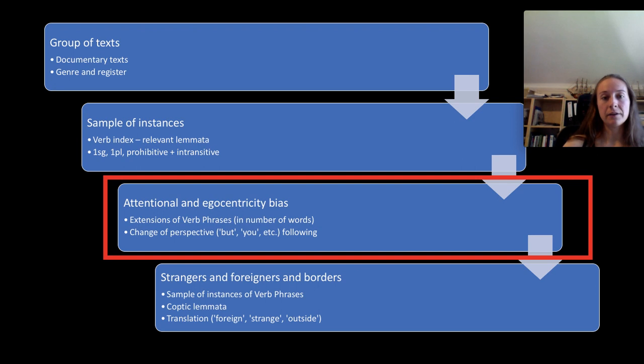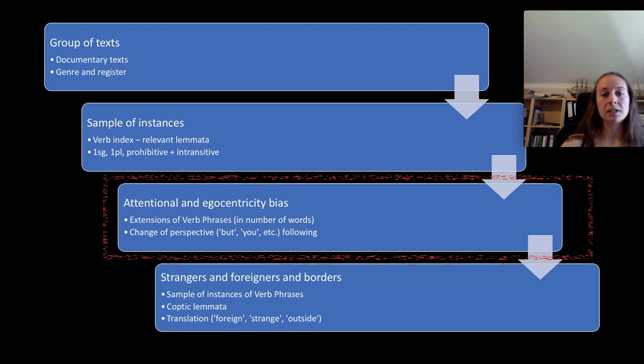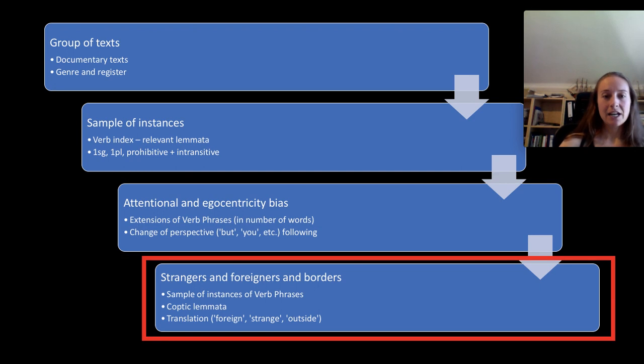For the egocentricity bias, I said, well, we are interested in the change of perspective. So I looked at the context of my relevant verb phrases, and checked whether there's any reference to the other, you, etc., after my verb phrase. And finally, I checked for strangers, foreigners, and borders in the data sample. I checked the instances of my relevant verb phrases. I checked Coptic lemmata meaning stranger, foreigner, border, and strange, foreign, and living by the border. And I checked the translation. I translated all the letters, so I could check for foreign, strange, outside, etc. I have to say as a caveat already, there are not many instances that are relevant here. So let's go to my results.